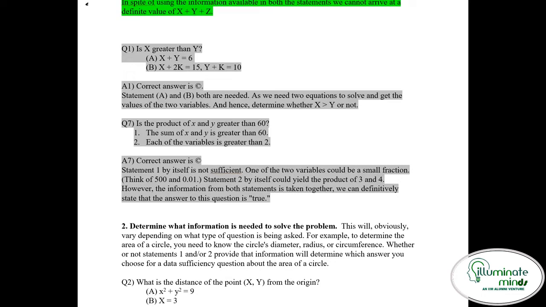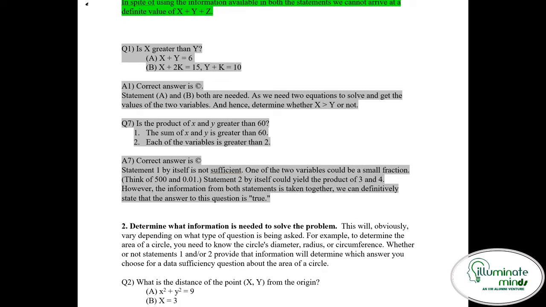So I can answer anything out of these two and that would be good enough. Hint 1 says the sum of x and y is greater than 60. 60 plus 1, 61 is greater than 60. So if I multiply both of them, the product will be not greater than 60.